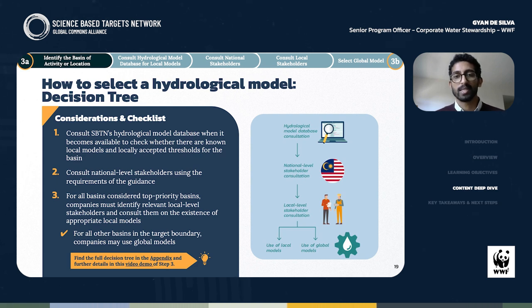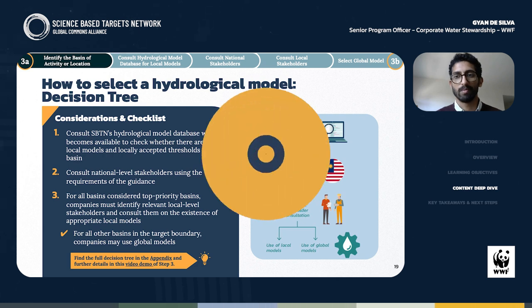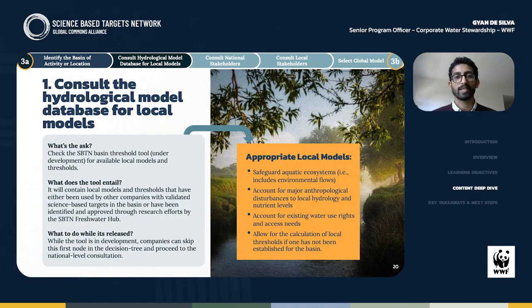Now that we've seen the main steps of the decision tree, let's look at some of the key considerations behind these steps. In the first stage of the consultation process, companies access SBTN's hydrological model database to check whether there are known local models and locally accepted thresholds for the basin. While this tool is still in development, companies may move on to the next stage. The tool coverage will grow over time. SBTN will populate this tool as companies set and validate targets using local models and thresholds.